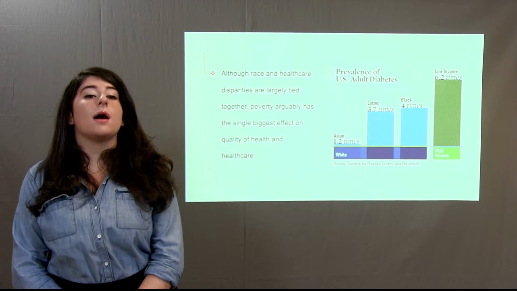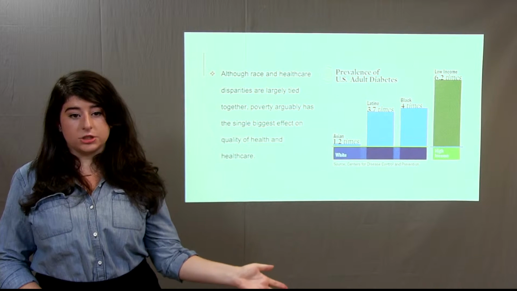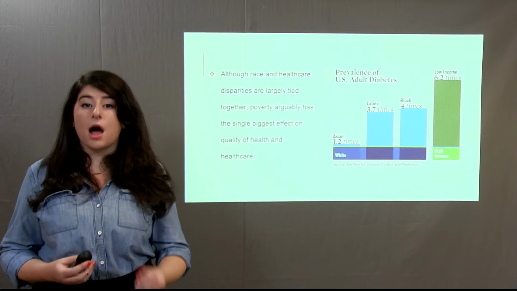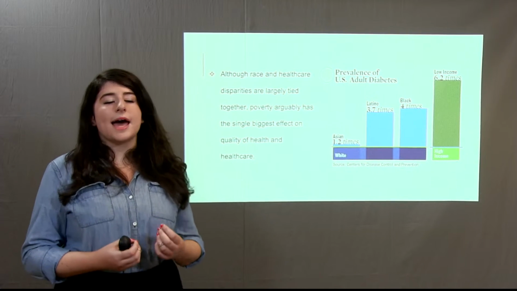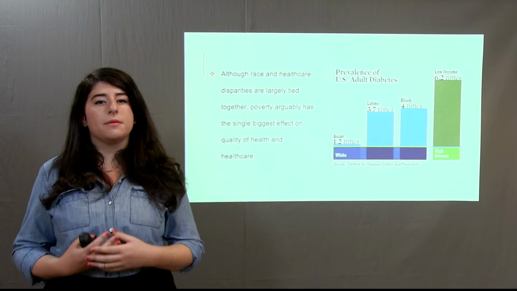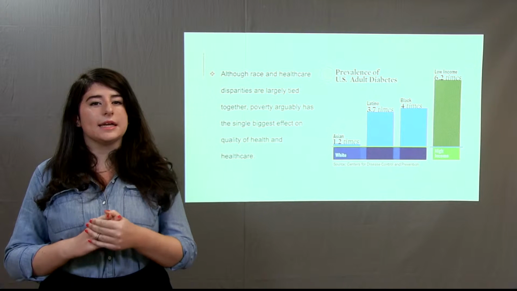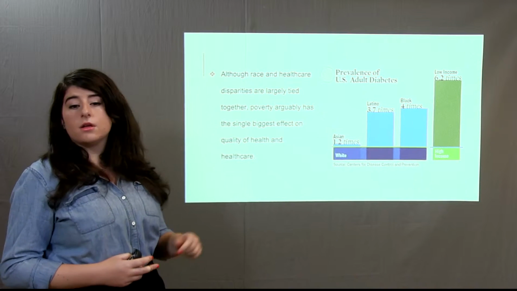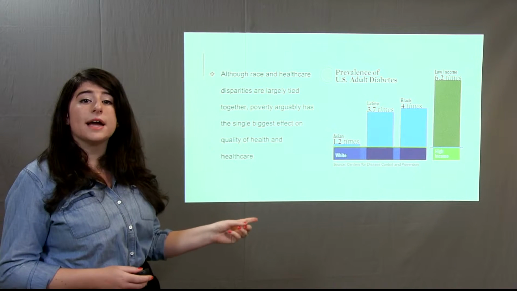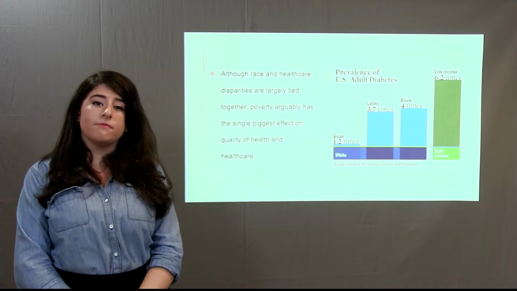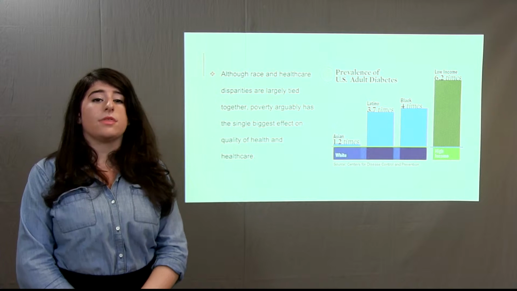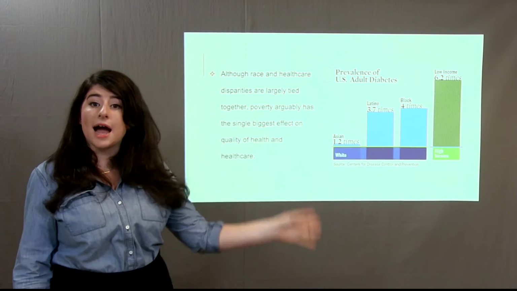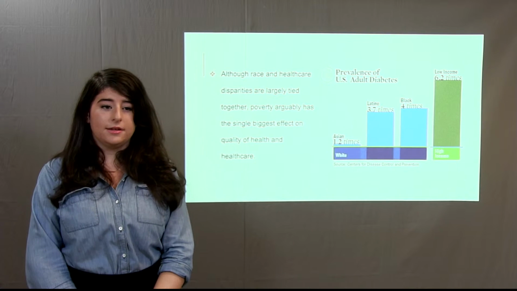Here's a graph about diabetes in this country. It ties in with the subject of race and poverty, and it shows that lower income and living in poverty is the key element of healthcare disparities, with higher rates of diabetes in low income families when compared with Black families, Latino, Asian, white, and high income communities.